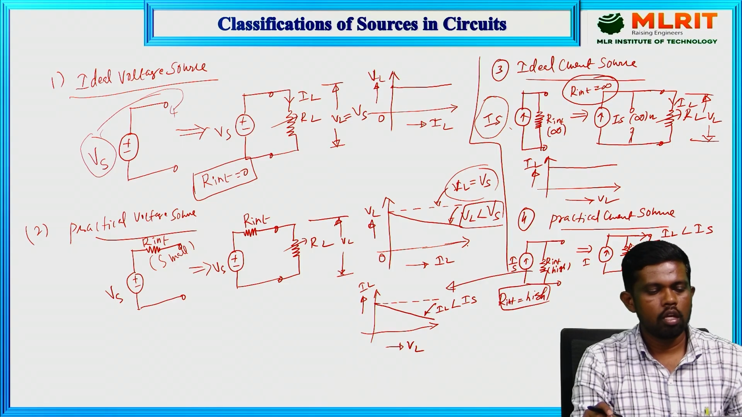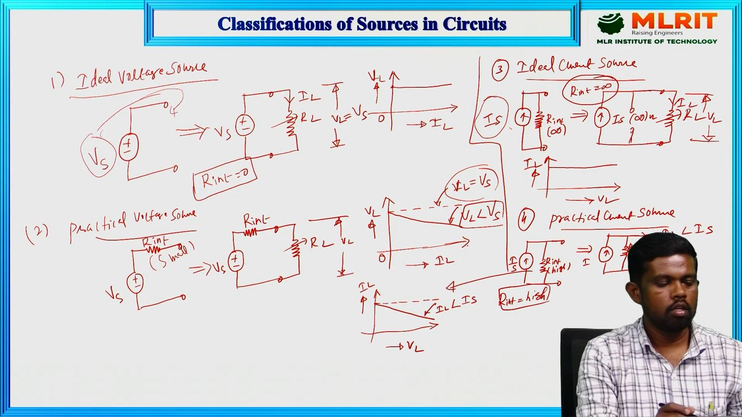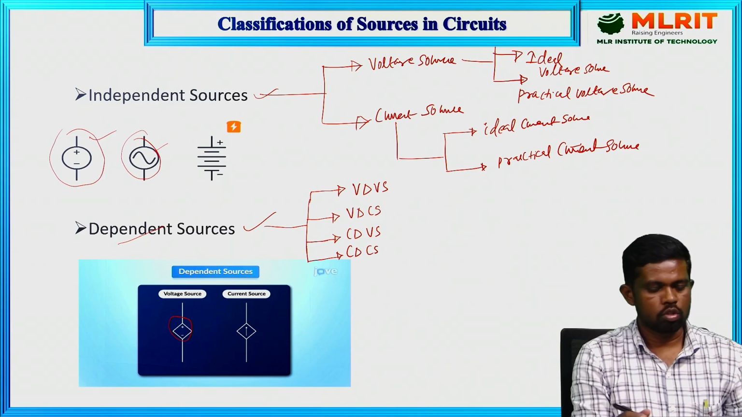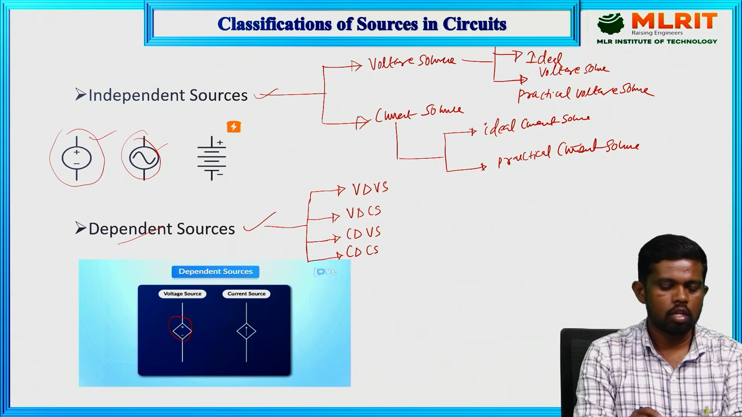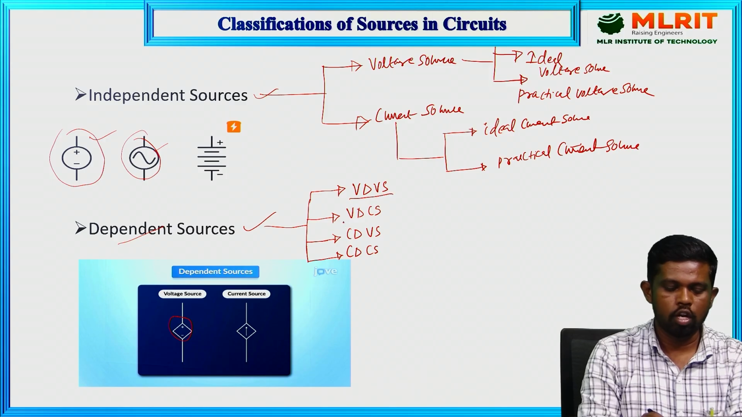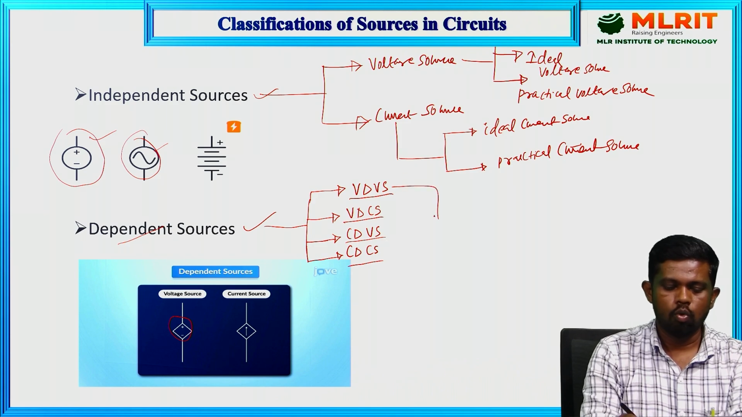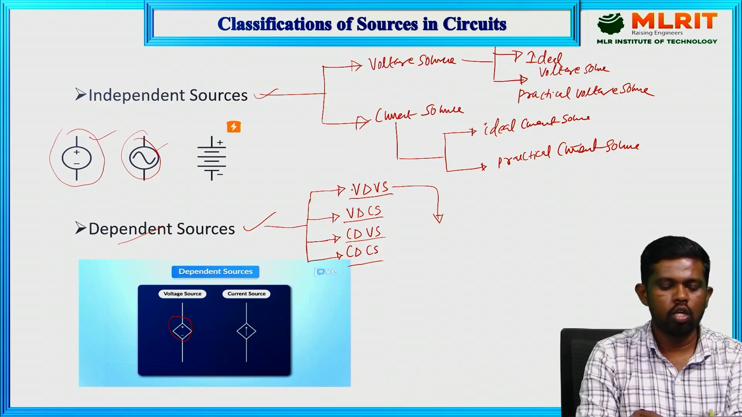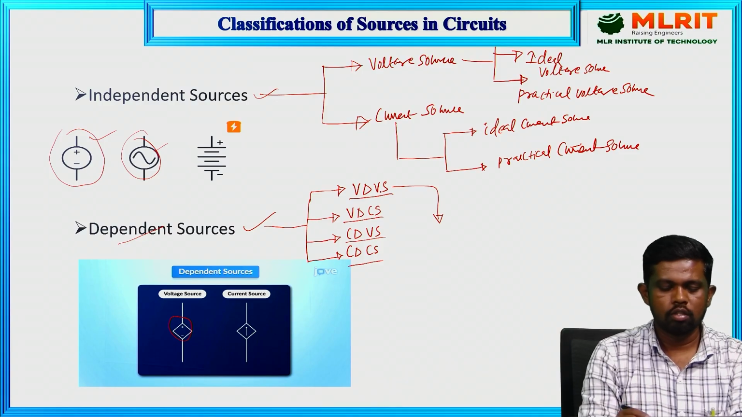Now coming to the other one, that is dependent sources. In dependent sources also we have 4 classifications: voltage dependent voltage source, voltage dependent current source, current dependent voltage source, and current dependent current source. The voltage dependent voltage source is a voltage source whose value depends on the voltage of other elements. Hence these are called voltage dependent voltage sources.